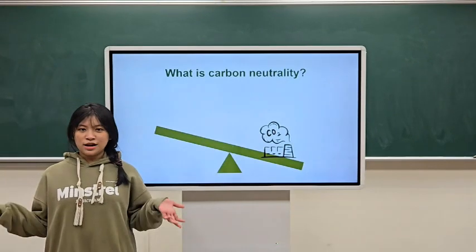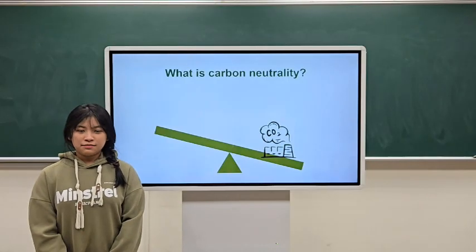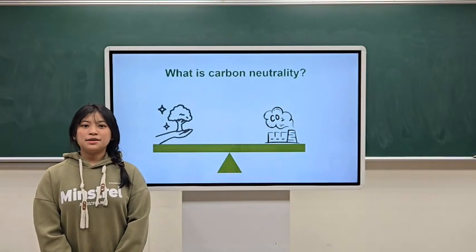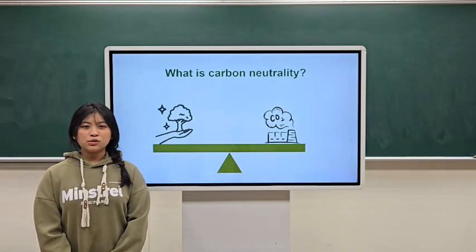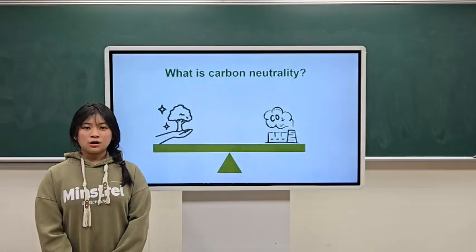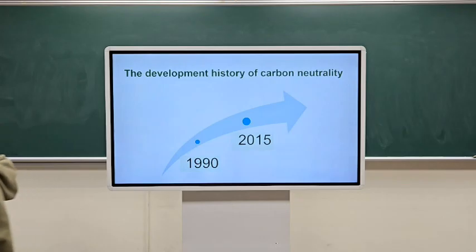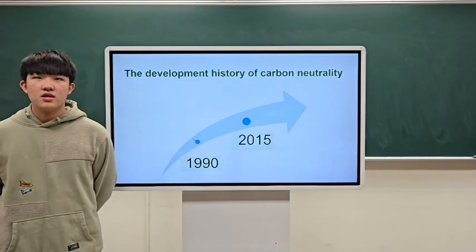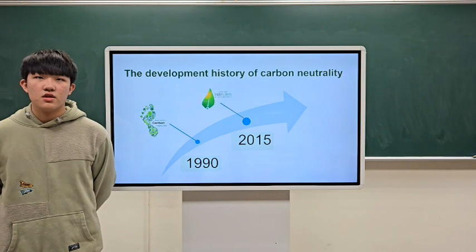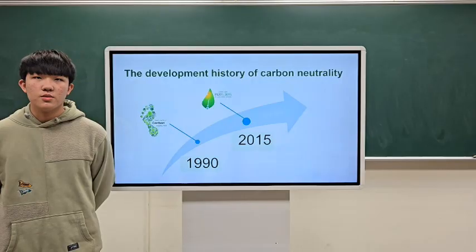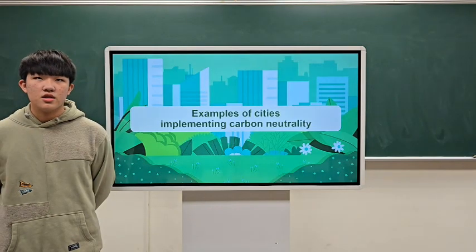So what is carbon neutrality? Carbon neutrality refers to achieving a balance between the amount of CO2 emitted into the atmosphere and the amount removed or offset. This means reducing carbon emissions as much as possible and compensating for the remaining emissions. Since the mid-1990s, when the concept of carbon footprints was first introduced, carbon neutrality has become an important global strategy for addressing climate change. The signing of the Paris Agreement in 2015 further elevated carbon neutrality as a global focal point. Now, let's take a look at examples of cities that have implemented carbon neutrality.